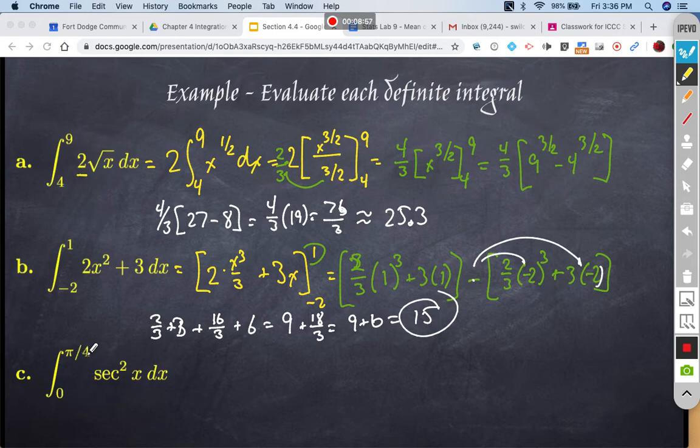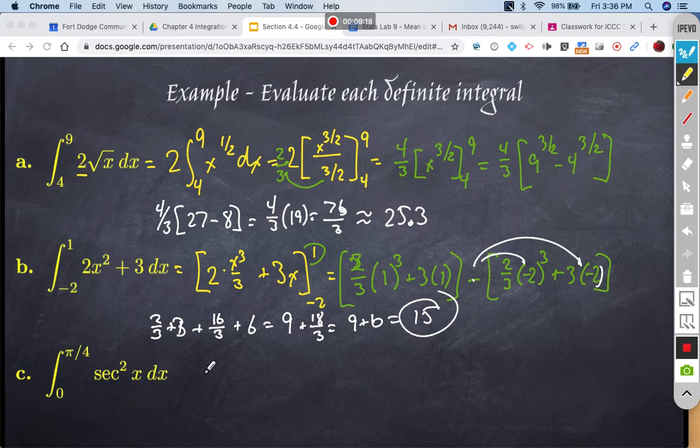Integral from 0 to pi over 4 of secant squared. One thing, again, I'm going to keep reminding you: whenever we are dealing with calculus and trig together, we need to be in radians. So we're going from 0 to pi over 4 of secant squared x dx.